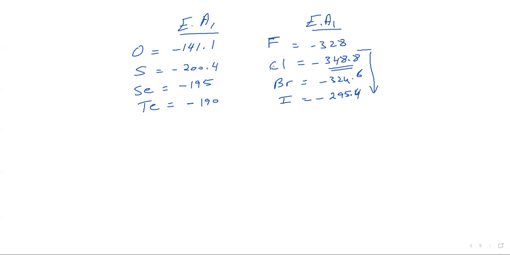Now, why is chlorine having the highest electron affinity? Why does it produce more heat energy when an electron is accepted inside its atom? That's because chlorine is present in period 3.